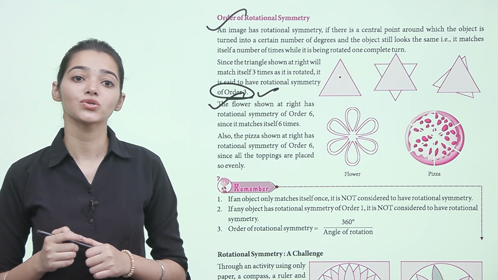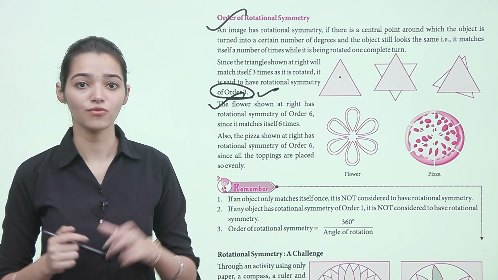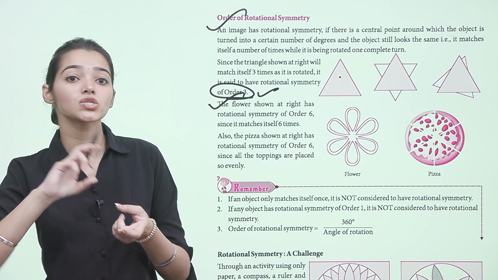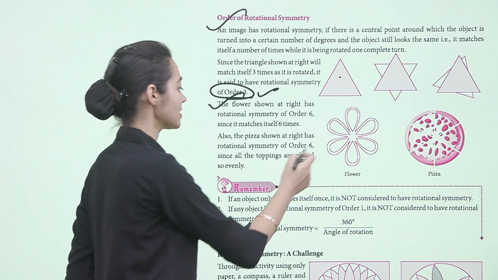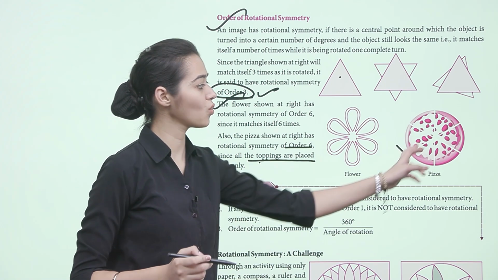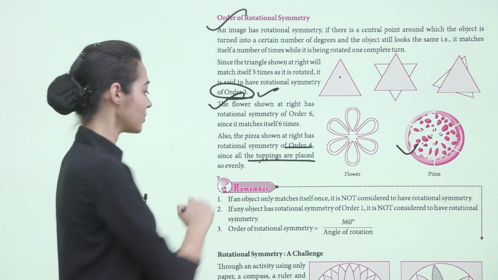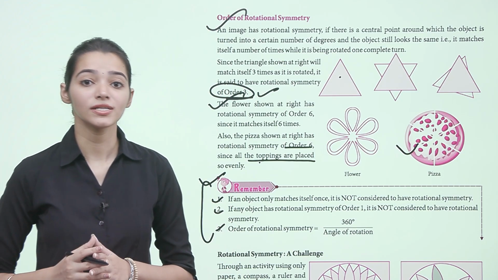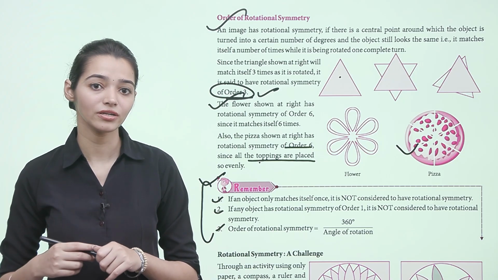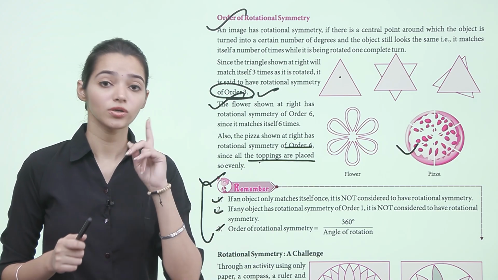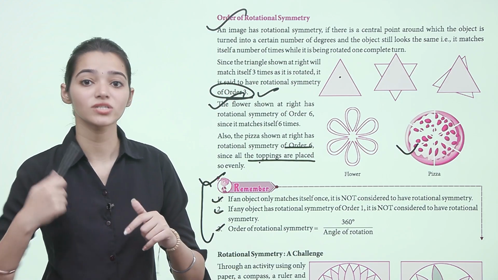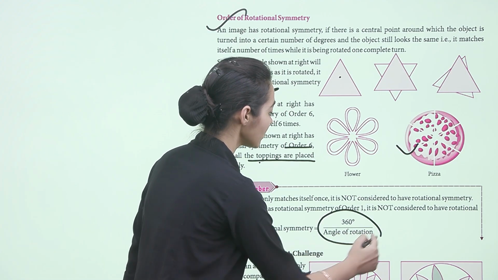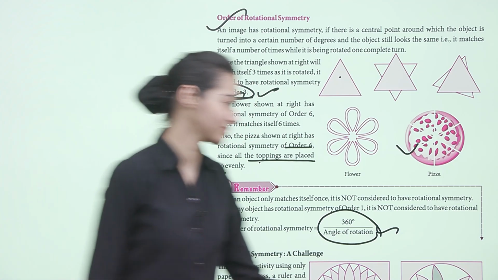Similarly, the flower shown at right has rotational symmetry of order 6 since it matches itself 6 times. So also the pizza shown has a rotational symmetry of order 6 since all the toppings are placed so evenly. Now always remember, if an object matches itself once, it is not considered to have rotational symmetry. If an object has rotational symmetry of order 1, it is not considered to have rotational symmetry. The order of rotational symmetry is 360 degrees upon the angle of rotation.